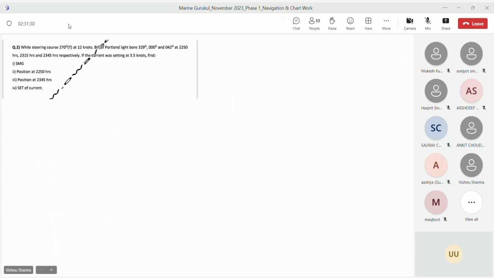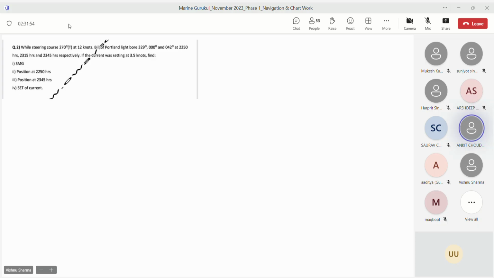Okay, while steering a course of 270 at 12 knots, CTS, engine speed given, bill of Portland 329, 0 0 0, 042, three times are given. Find SMG that can be found. Okay, beta, for this you'll have to take engine speed from top, beta. There is no other way, na?